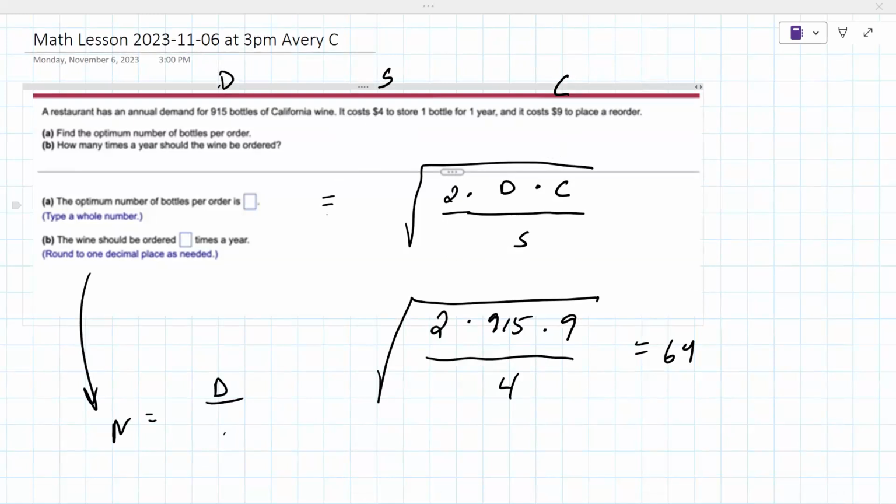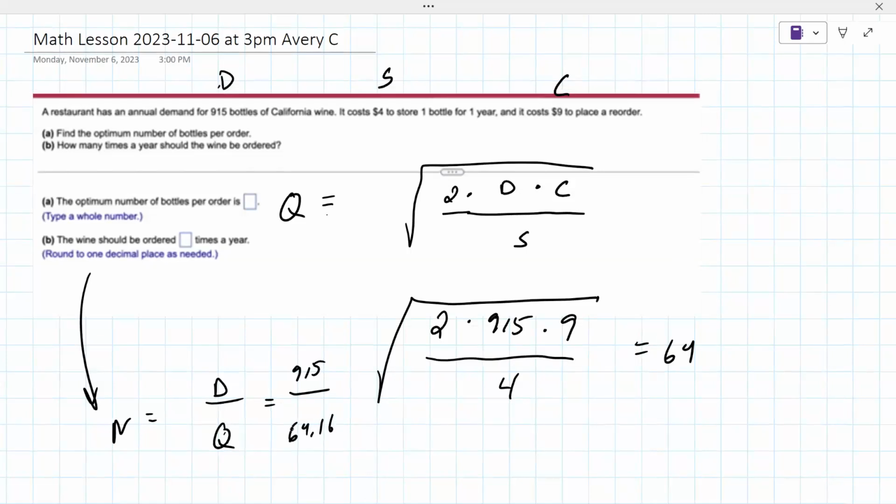they call this Q that we just found. So the demand over Q, so it's 915 over the number you just found. You don't want to use the rounded value though. So if you can keep that old number, it's 64.1677 anyway. This one does say to round to one decimal place, so I got 14.3 for that.